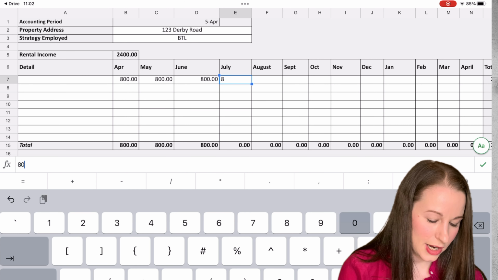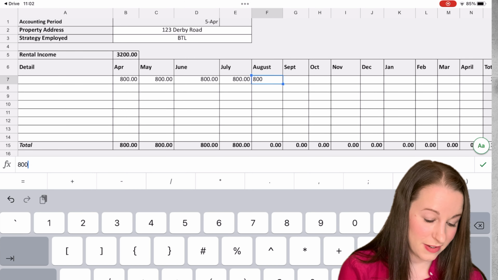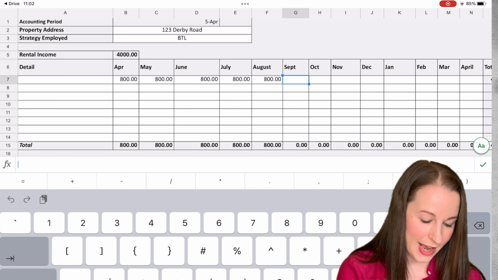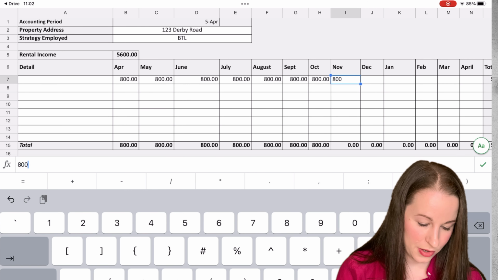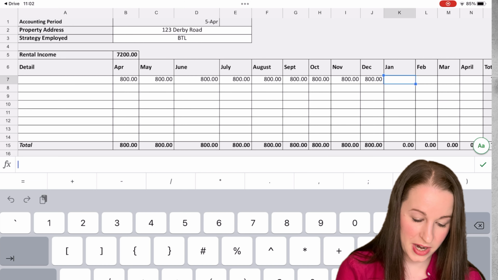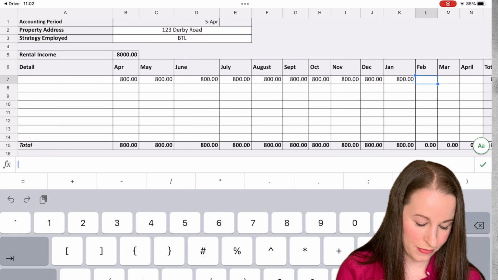So as you can see, I can just put in each month as I receive it from my bank account. I've got 800 that I am receiving. Now, this I'll put in for the whole of the year, because on this one I'm going to say I've had the rent for the whole of that tax year.